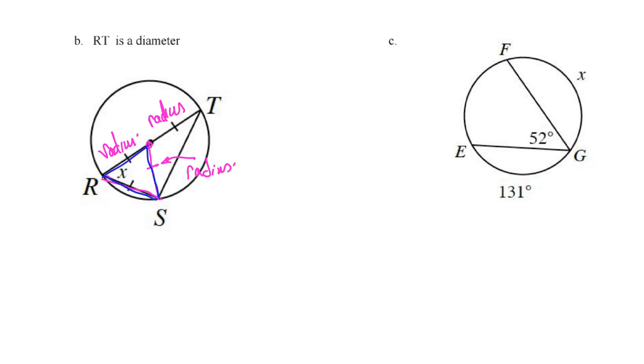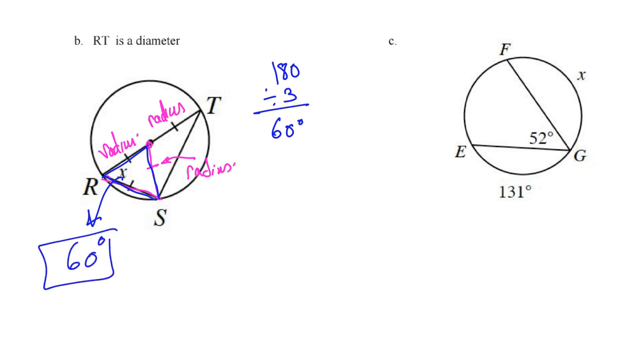And with an equilateral triangle, all of the angles in any triangle add up to 180. So you're dividing that by 3. So each one of those angles would be 60. So the measure of angle X is equal to 60 degrees.